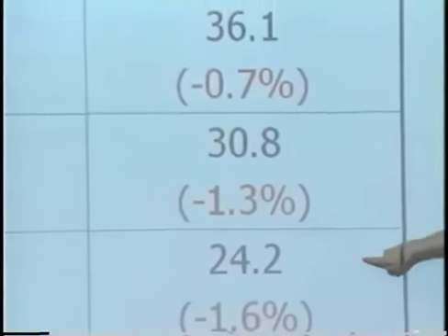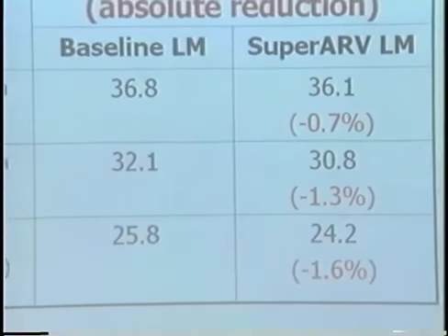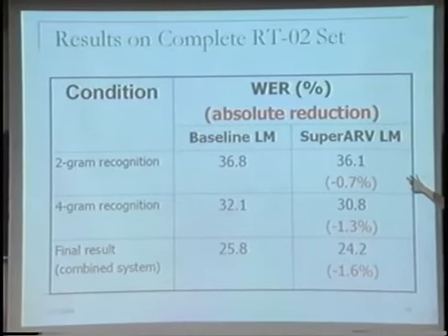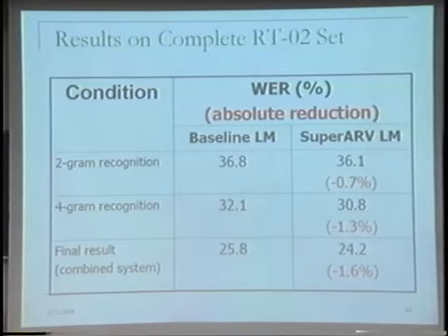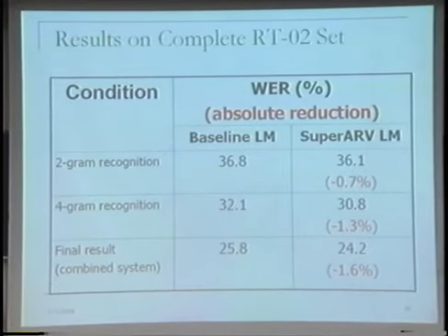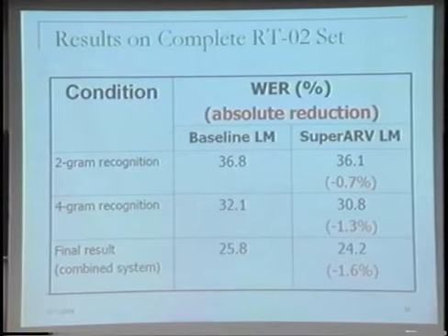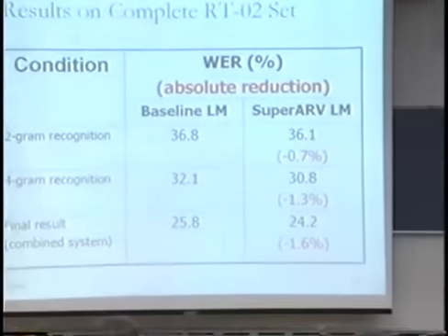Using the complete RTO2 set, the baseline language model word error rates versus the word error rates for the super ARV model. If you look at the bigram recognition, you get 0.7%. Look at the 4-gram recognition, 1.3%. The final combined system using Rover, it's 1.6%. So this is different, but this is the full test set. And the difference is that in the previous results, you were reporting only on the part that was not used for the weight combination. And this is the full.